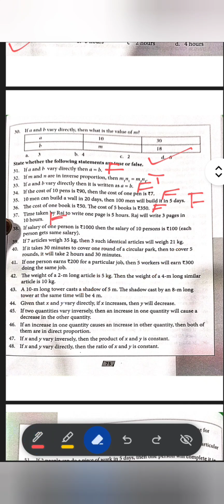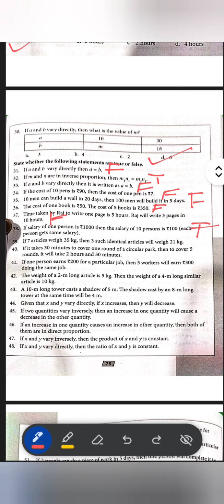Now come to the next part. If the salary of one person is 1000, then the salary of 10 persons is 100 rupees. Each person gets the same salary. So how is it possible? Salary of one person is 1000 means salary of 10 persons should be 10,000. Not this one. So clearly this statement is false. Question number 39.